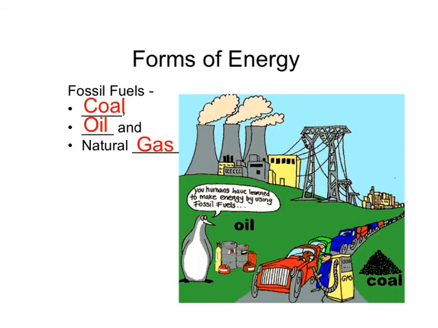Here's a picture of a power plant. You're going to learn a lot more about power plants next year in 8th grade. But right now what I need you to know is that there are 3 types of fossil fuels that we use in these power plants to create this electricity. We have coal, oil, and natural gas.